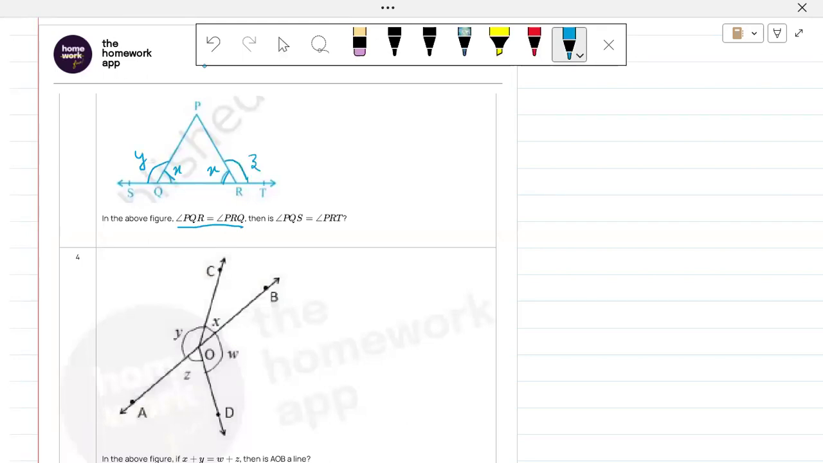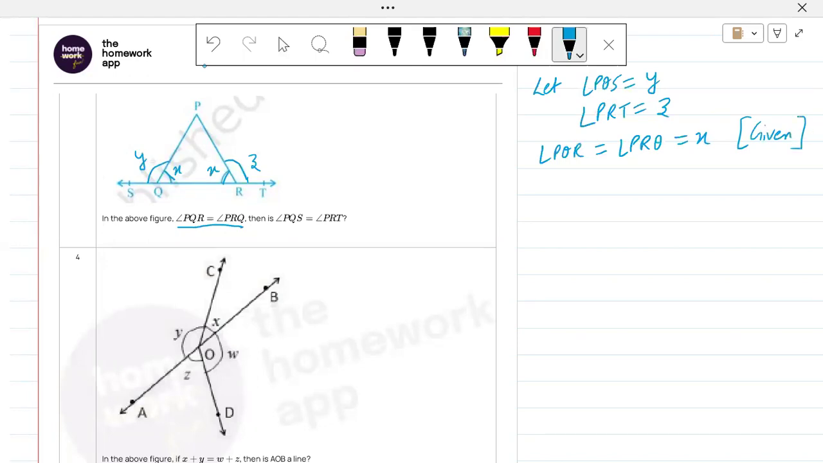You can write also here, let angle PQS is equal to Y, angle PRT is equal to Z, and angle PQR is equal to angle PRQ is equal to X. This is given. We have let that this is equal to X.